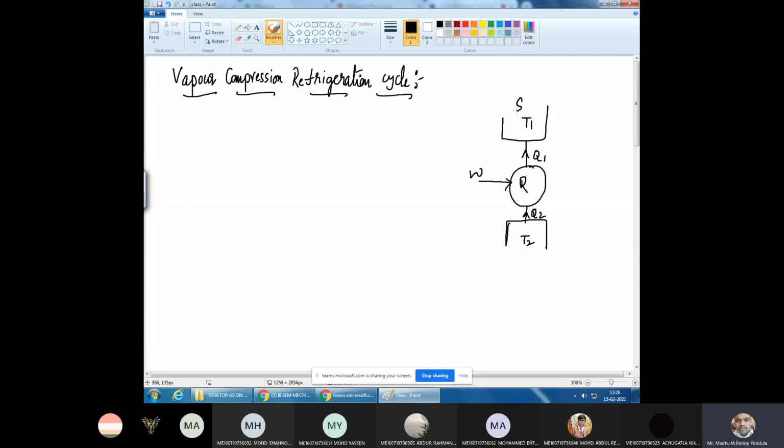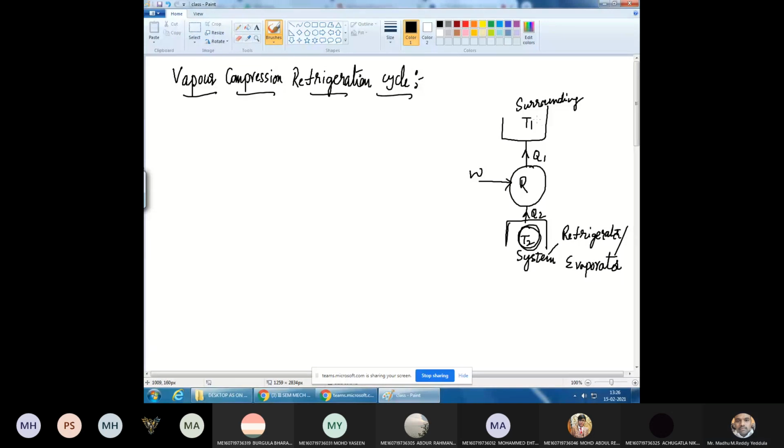Now, this is your surrounding. In case of a refrigerator, this is our system. The system is nothing but your refrigerator, or I can also call it the evaporator. It always absorbs heat from the lower temperature body and rejects it to the higher temperature body.